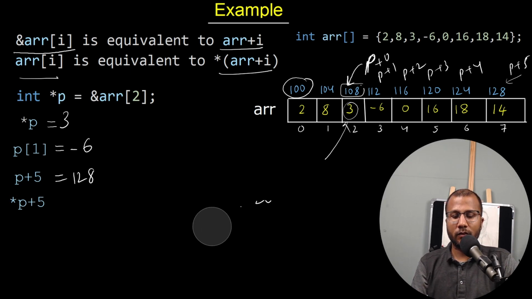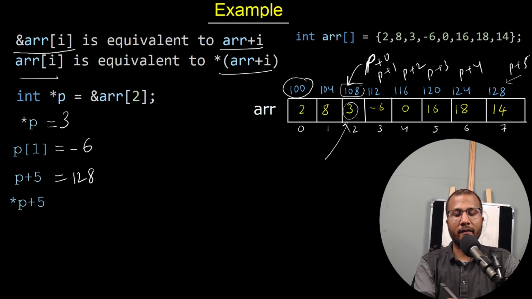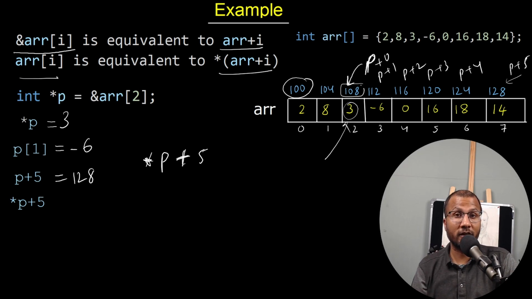Now, what is star P plus 5? It's very interesting. Now there are two operators, plus and asterisk. Which one do you perform first? If you look at the precedence, star would be performed first, right? It's the indirection operator. So first you perform star P.